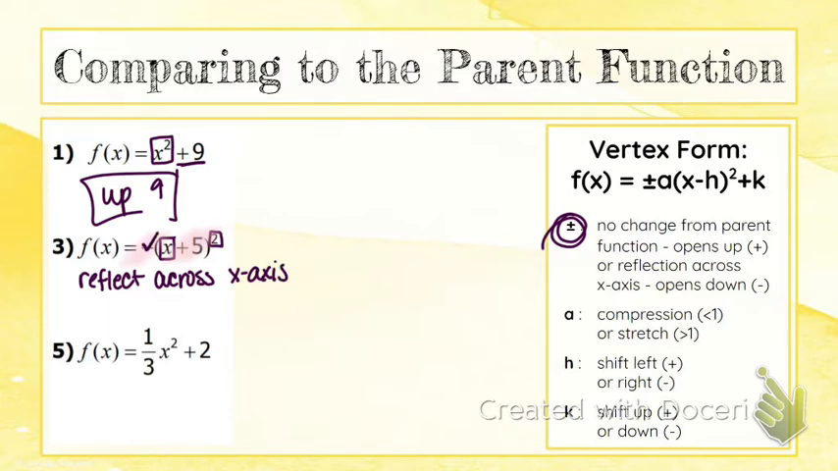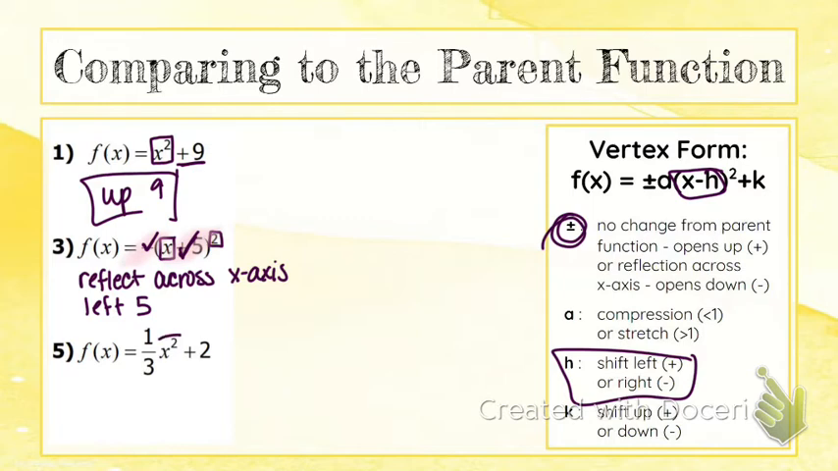And now we need to take care of the plus 5, and it is in the parentheses with x. So we need to look at what h does. We have a plus 5. That's going to make this shift left. So our equation is also going to go left 5 units. And so we've taken care of that now, and we're done with number 3.